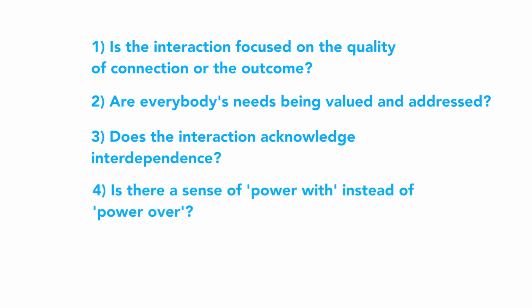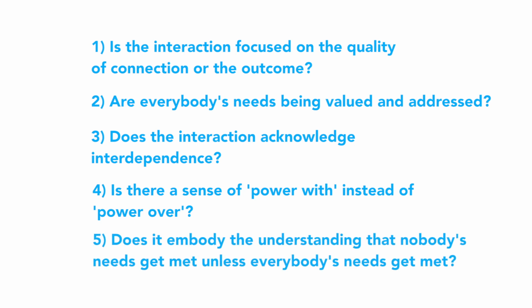Number 4, is there a sense of power with rather than power over in the situation? So for instance, is there a sense that everybody's voice is going to be heard? And number 5, does it embody the understanding that nobody's needs get met unless everybody's needs get met? So if you're dealing with obstacles at work or in your family, and you're trying to work through those obstacles, these are 5 questions you can ask to help you try and understand and connect in a way that's going to meet everybody's needs.